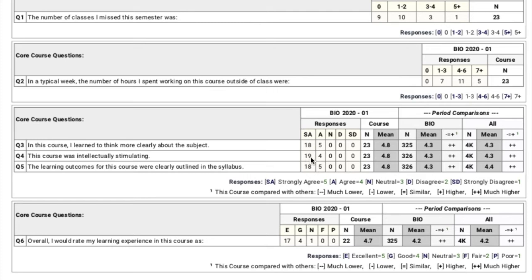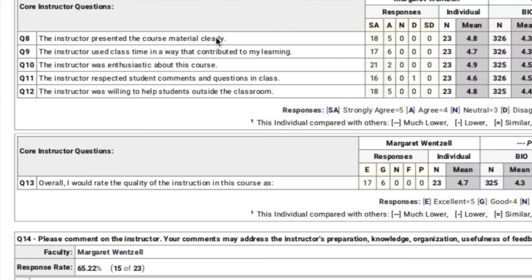The course was intellectually stimulating. The learning outcomes for this course were clearly outlined in the syllabus. Overall, I would rate my learning experience for this course. I had 1 neutral, but everybody else was excellent or good. The instructor presented the material clearly. The instructor used class time in a way that contributed to my learning. The instructor was enthusiastic. That's definitely, I always get high marks on that. I'm always excited to teach. That is a strong point for me.